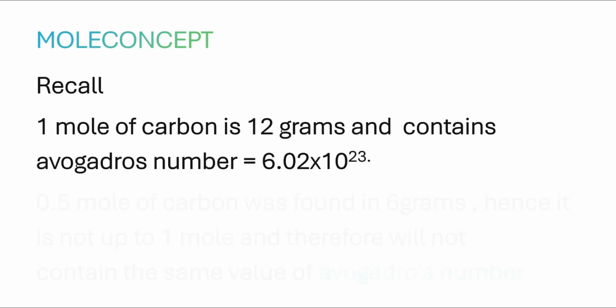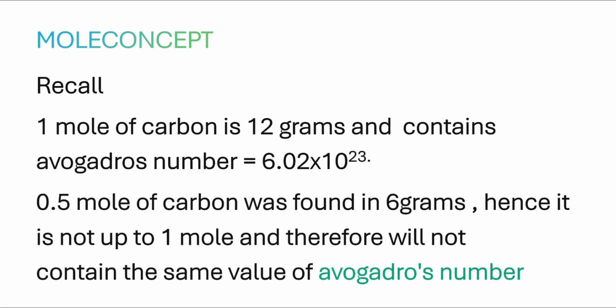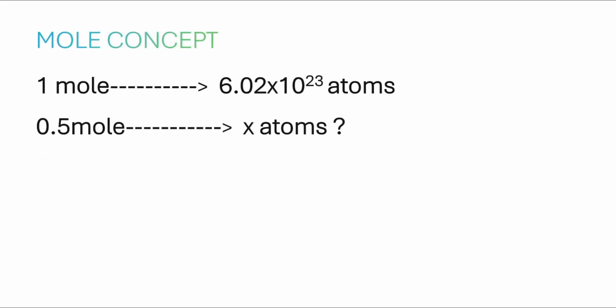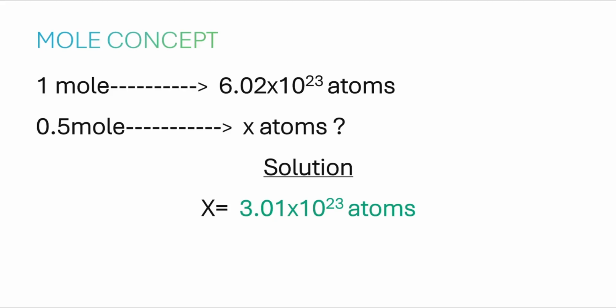Remember, we are looking for the number of atoms, that is equivalent to the Avogadro's number present in 0.5 moles of carbon. So if 1 mole of carbon normally would contain 6.02 times 10 raised to the power 23 atoms, what will 0.5 mole of carbon contain? So when we do the maths, we are going to have 3.01 times 10 raised to the power 23 atoms.